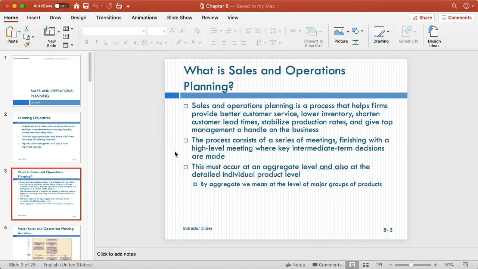The textbook gives us a very straightforward definition. It's the process that helps firms provide better customer service, lower inventory, shorten customer lead times, stabilize production rates, and give top management a handle on the business. In a sense, it is trying to balance the outside market demand and the inside supply, so that the outside demand fits the inside supply, or the inside supply fits the market demand.